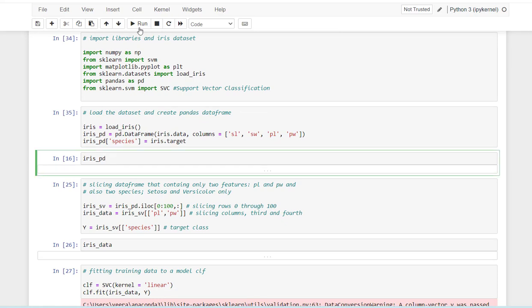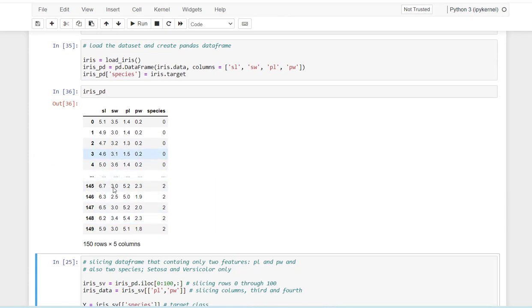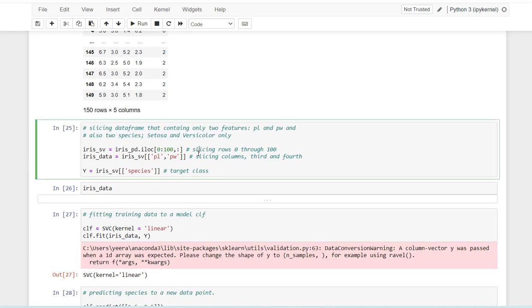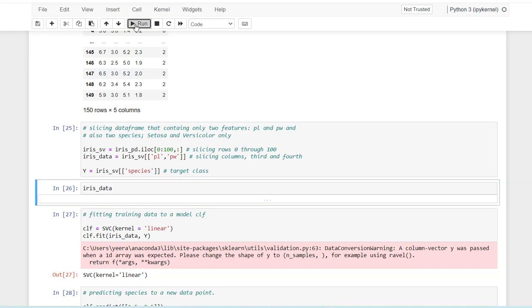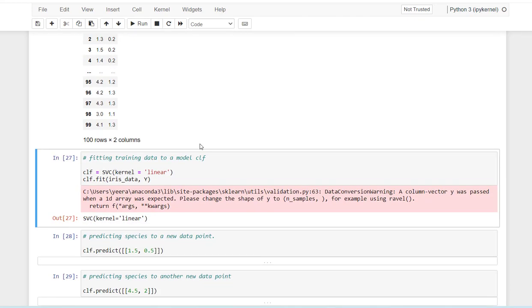This one is just the data set. This is the full data set, but we want only petal length and petal width and only 2 species. This is what we call slicing. Now the new data set looks like this one, and this is the one we want to train the model. And then this one is fitting the model, or training the model.